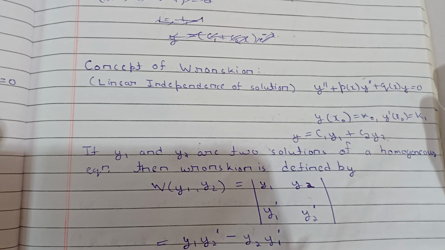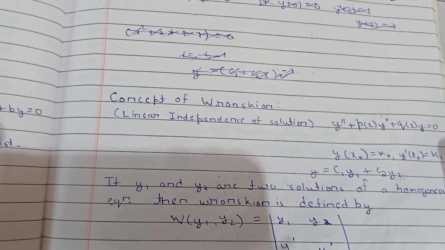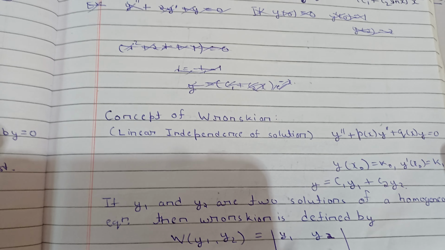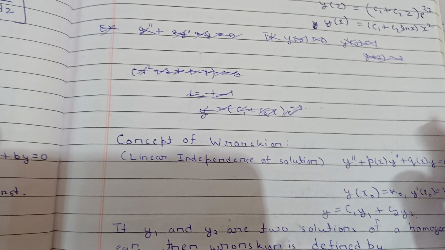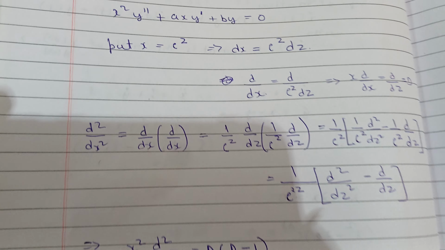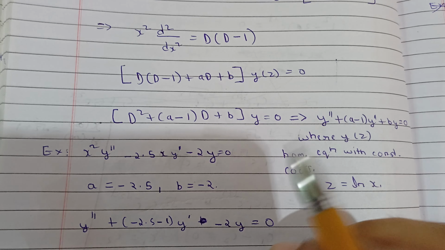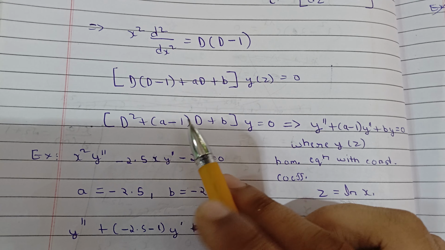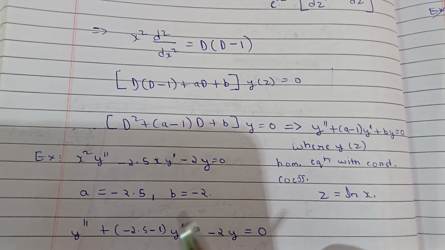So hello everyone, this is lecture 28 for mathematical physics. In the last lecture we did the Euler-Cauchy form and found its solution. If you have this equation, then by changing the operator you will get something like this equation. Then just substituting the value of a here, you will get the equation which you already know how to find the solution of.